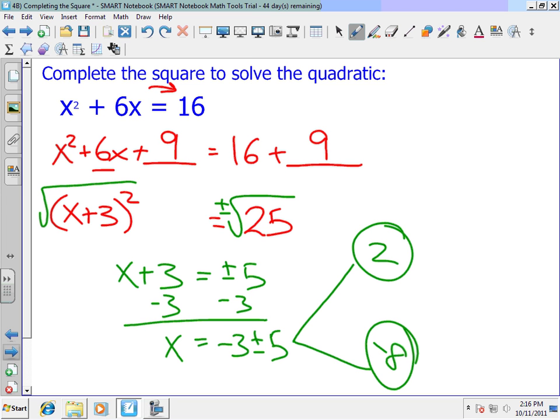2 squared plus 6 times 2 should equal 16. And sure it does. 4 plus 12 is equal to 16. Okay? So that is completing the square. So notice it works for any problem, even when we had irrational answers or when we have a nice simple answer. And there's other ways to solve this problem, but the good thing is completing the square will always work.